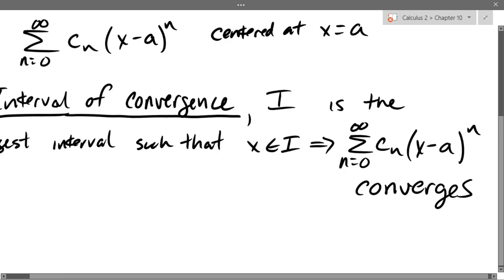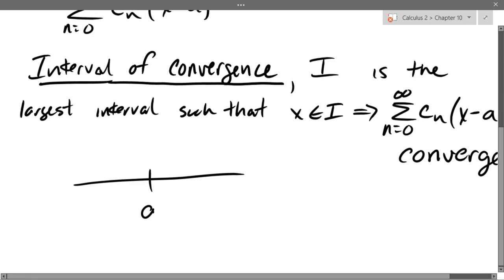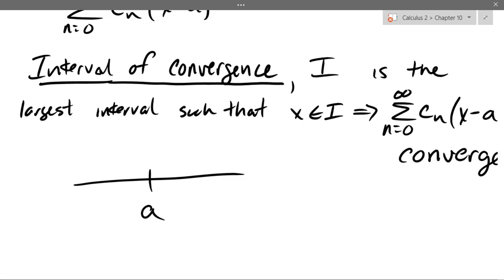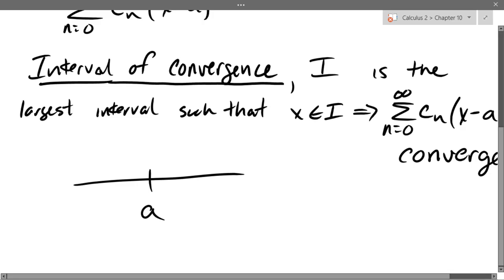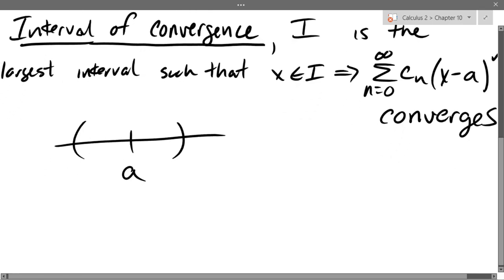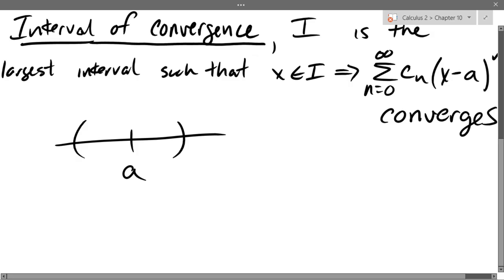Most of the series we're going to look at are going to have some amount of, you're going to be able to go a little bit bigger than a, a little bit smaller than a. So if we think about a number line here, we're guaranteed to have a in there for sure. Depending on your interval, it could be open or closed. I don't necessarily want to write open or closed parentheses or brackets because I don't want to imply it. So I'll just go open for now, but I will write a note that it could be open or closed. And we'll do plenty of examples to check whether they're open or closed.